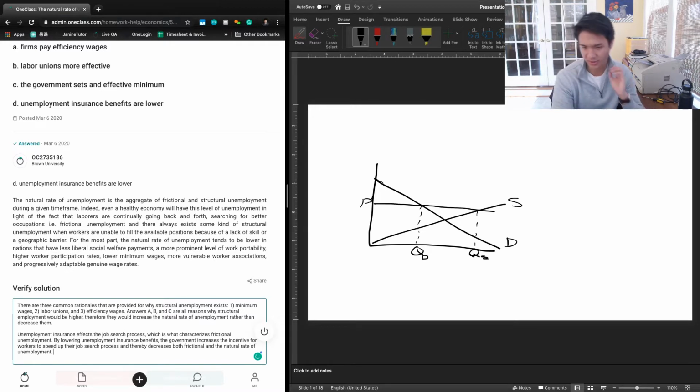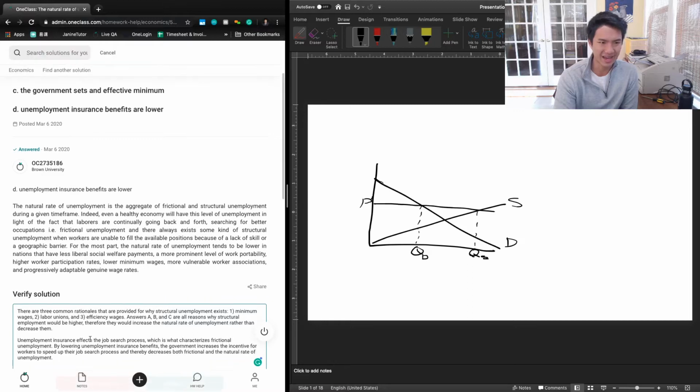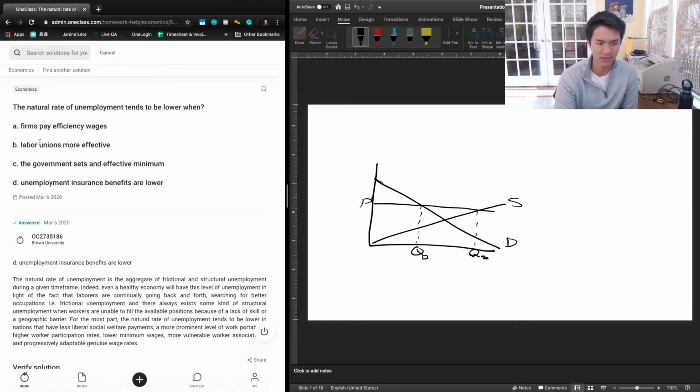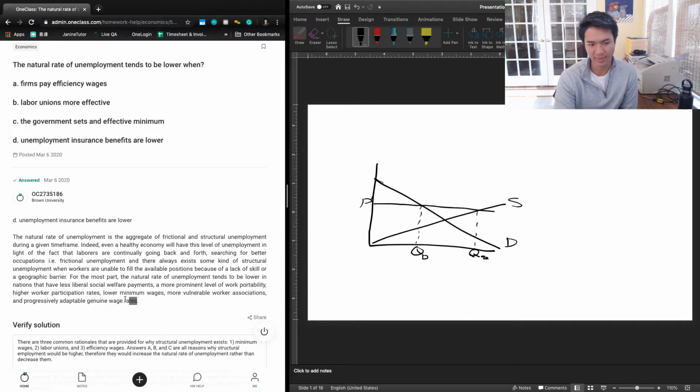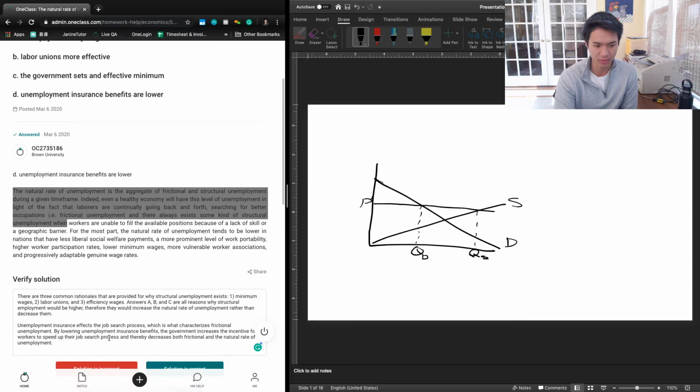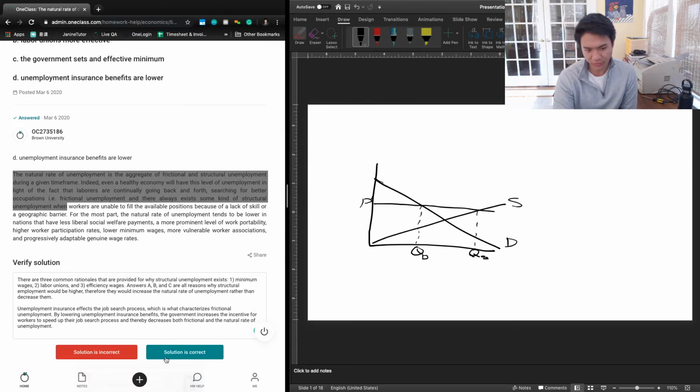So hopefully that makes a little bit more sense, going along the same line of thought that I explained when we were going through this question, clarifying exactly why each of these reasons might be wrong and why this reason is right. And so that way we can add that into this more general definition of what are frictional and structural unemployment. So the solution is correct, we're just clarifying some of the answers.